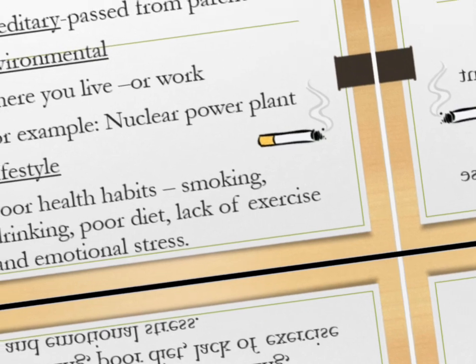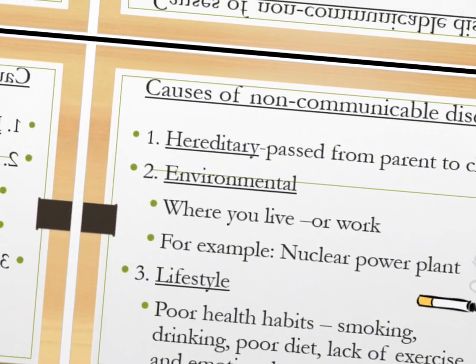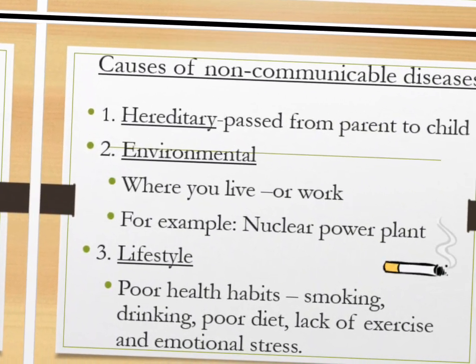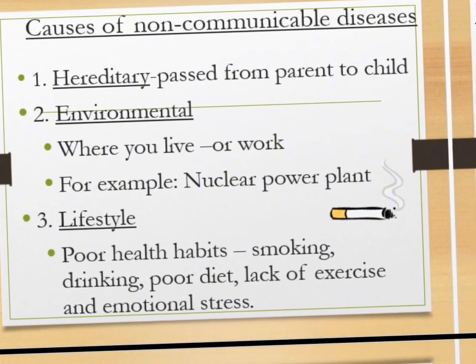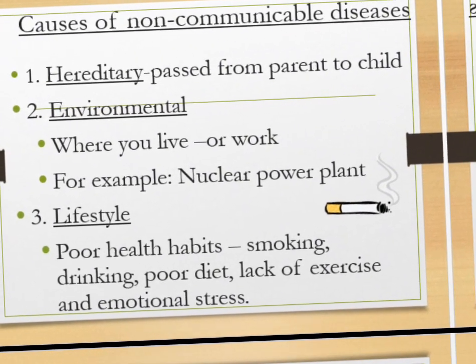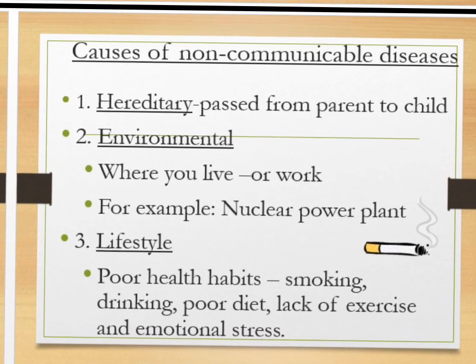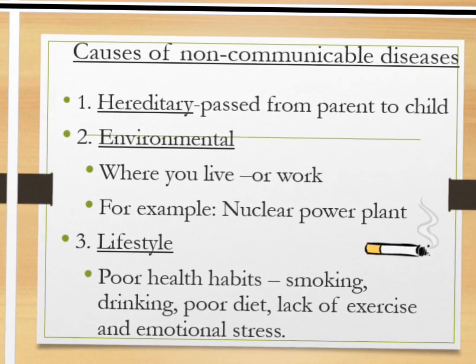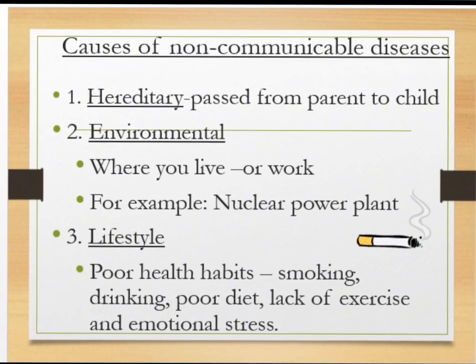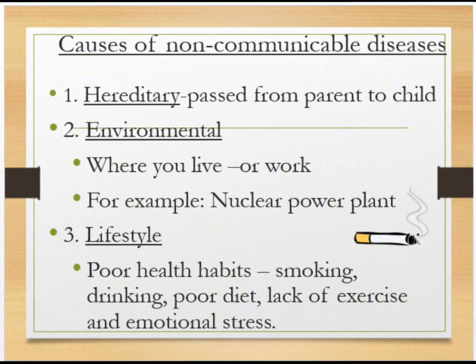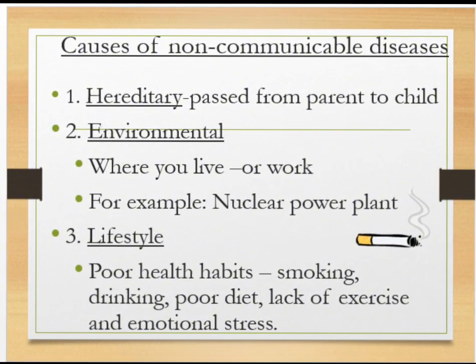We want to look at the causes of non-communicable diseases. The first cause is hereditary. When we say hereditary, we mean that these diseases are passed from parent to child. Also, the environment can cause non-communicable diseases. We are looking at where you live or work. For example, people living close to a nuclear power plant who are exposed to radiation could experience long-term health effects such as cancer. Also, lifestyle can cause non-communicable diseases.